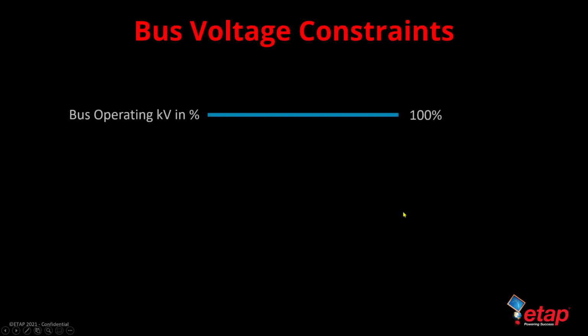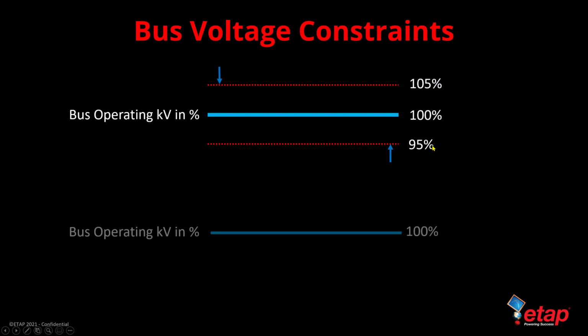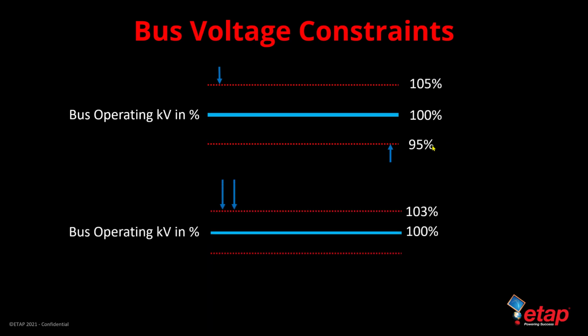So what are bus voltage constraints? We normally define our bus operating voltage in percent, and we would ideally like the bus voltage to be operating at 100% of the nominal voltage. The constraint essentially could be an application of an upper limit of 105% and a lower limit of 95%. The constraint can also be uneven, which means that you can have an upper limit of, let's say, 103%, but a lower limit of 98%. So the constraint therefore doesn't have to be an equal 5% plus or minus. It can be an uneven value at the higher or lower limit.